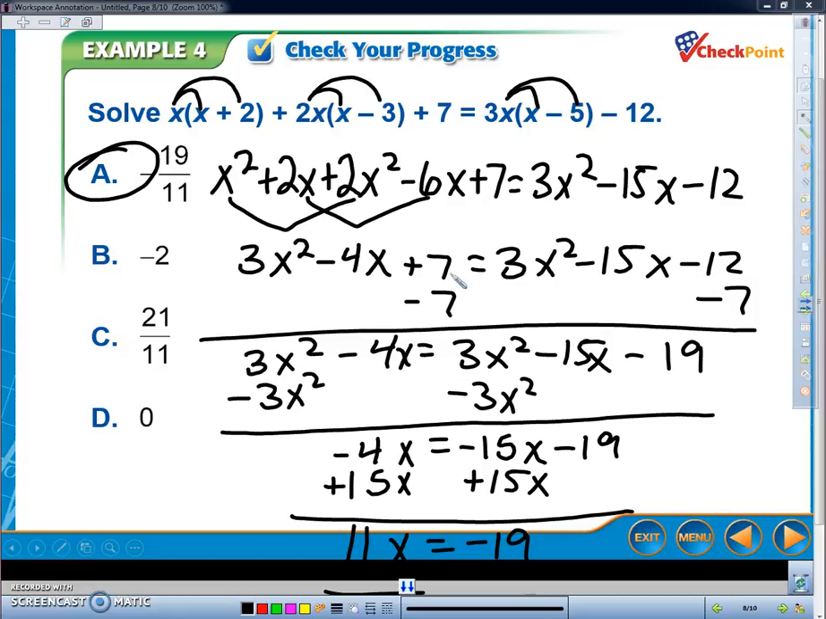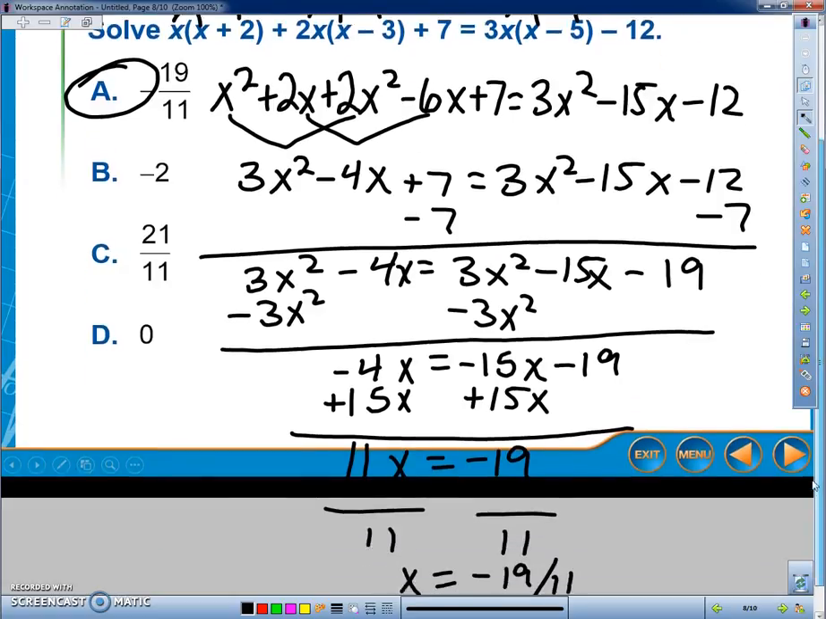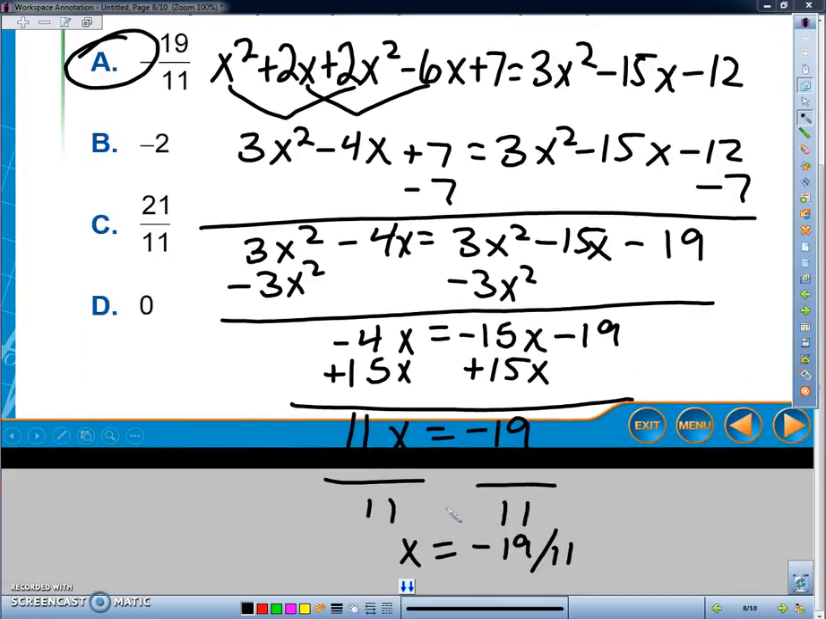Ugh. Now, from that, you've got a lot of different options. Basically, I moved the numbers to the right. I moved the squared over here and got rid of it. And I was left with 11x equals negative 19. Divide by 11, and I get negative 19 over 11.